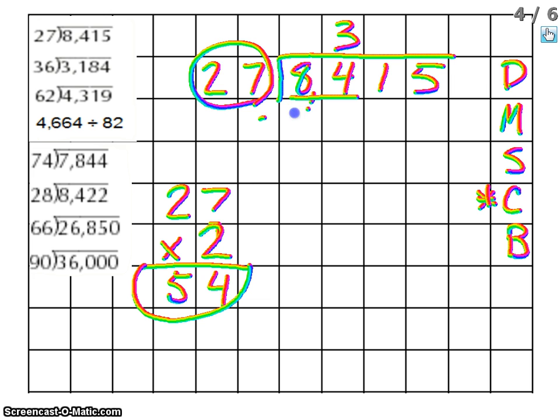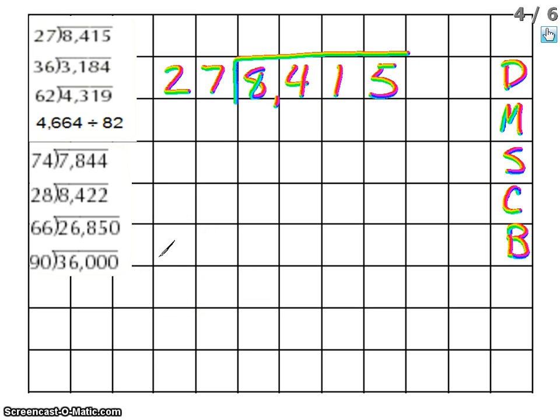3 times 27 is 81. 84 minus 81 gives us 3. We check it. 3 is less than 27. So that's what you do whenever your answer to your subtraction problem is actually bigger than your divisor.